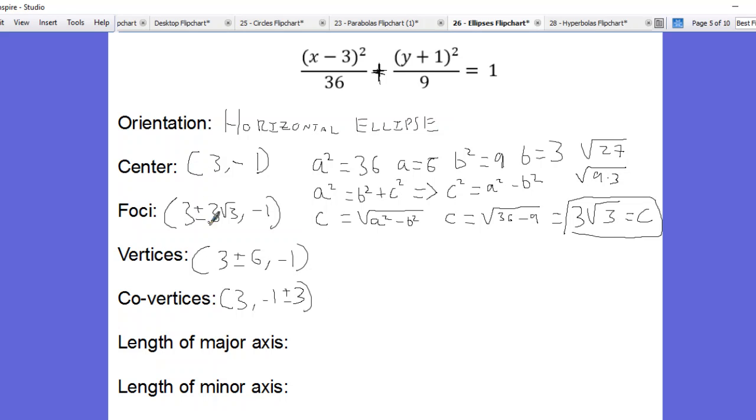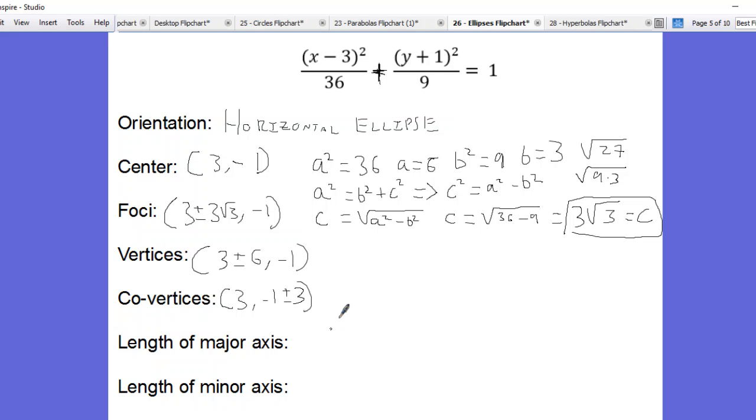So we actually have two foci. 3 plus 3 root 3, negative 1, that's one focus. And 3 minus 3 root 3, negative 1, that's the other focus. We have two vertices. 3 plus 6, which is 9, negative 1. And 3 minus 6, which is negative 3, negative 1. And two co-vertices. 3, negative 1 plus 3, which is 3, 2. And 3, negative 1 minus 3, which is 3, negative 4.